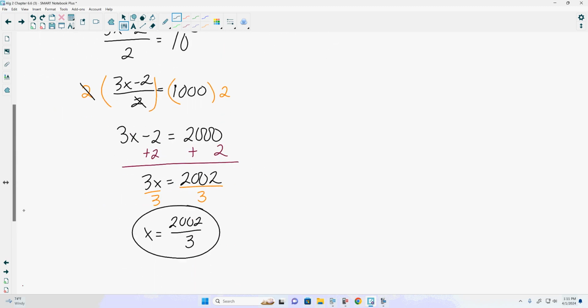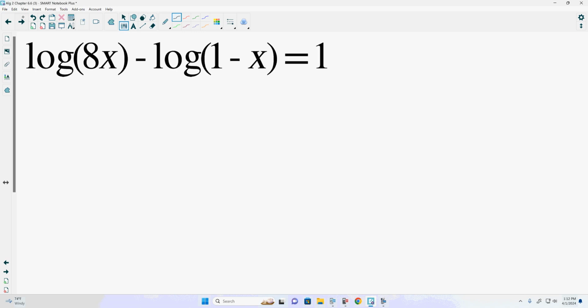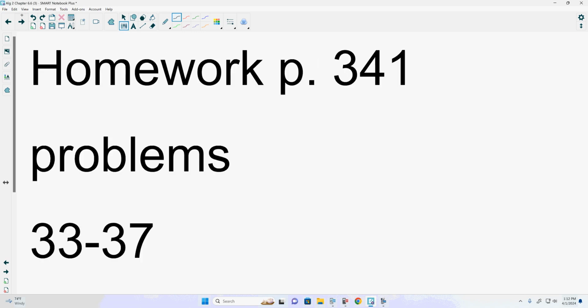And in both cases, this actually is the final answer. We wouldn't reduce it from there because 2002 does not divide by 3 nicely. And that's it. Questions on this? I'm going to give you the rest of the time to work on the assignment.